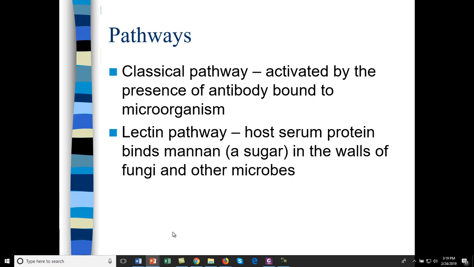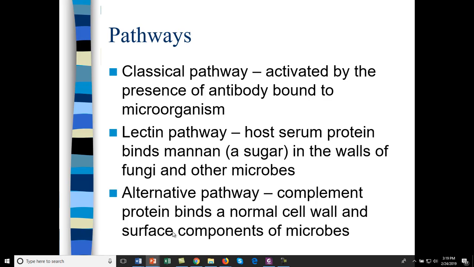The lectin pathway is where you have a serum protein. This is just a host serum protein, and it binds mannan. Mannan is a sugar that you find primarily in the wall of fungi. Once this host serum protein binds mannan, that will initiate the lectin pathway of complement. So this is more specific for fungus.